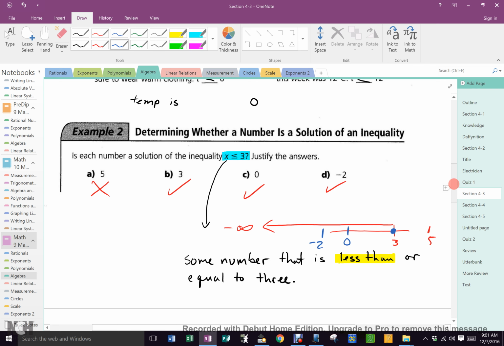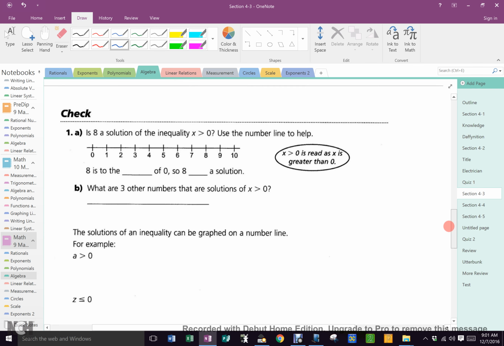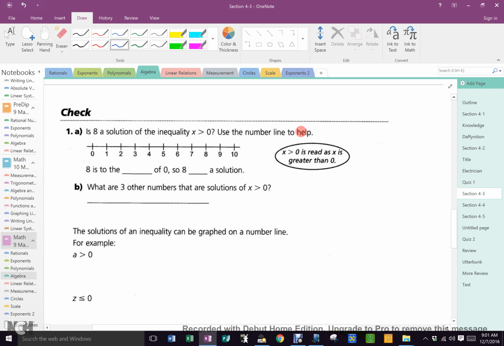Okay. I think you're liars. Let's check. Read this question. Is 8 a solution to that inequality? So first thing you have to do is read that inequality so you know what you're doing. What does that mean in English? X is what? Greater than, less than, greater than and equal to, or less than and equal to? Greater than 0. Okay.